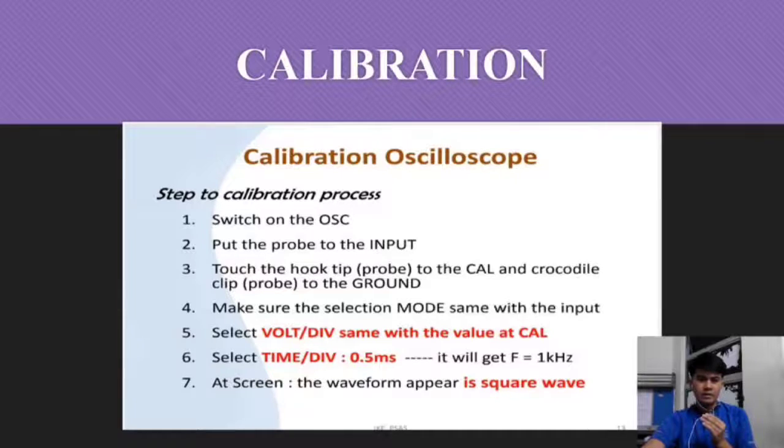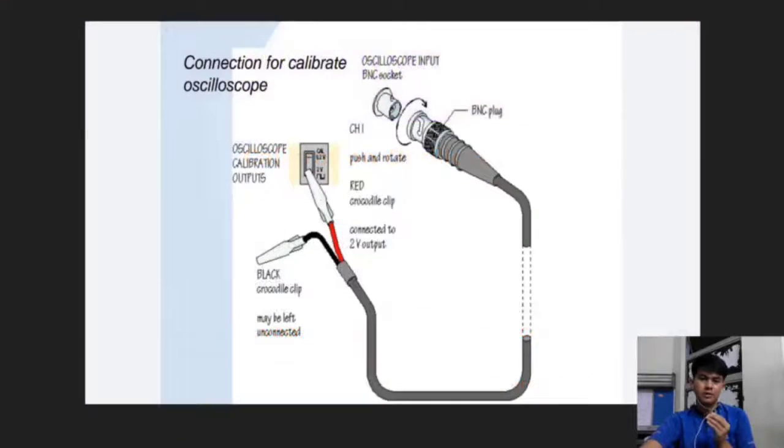5, select volts per division, the same as the value at CL. 6, select time per division, 0.5 millisecond. It will give F equal to 1 kilohertz. 7, on the screen, the waveform that appears is a square wave. This is an example connection for calibrating the oscilloscope.